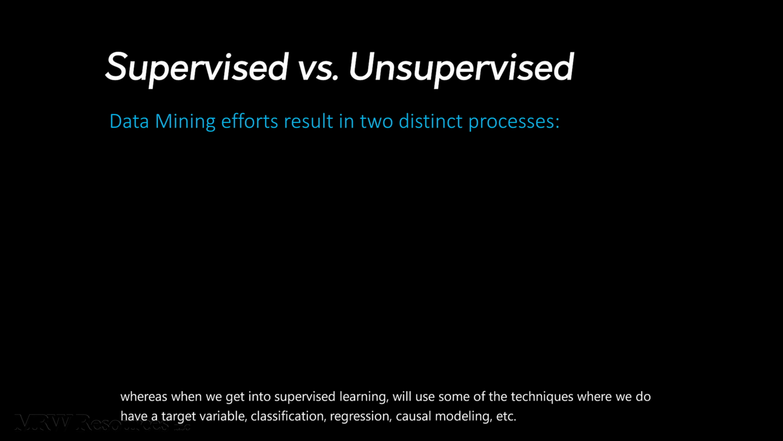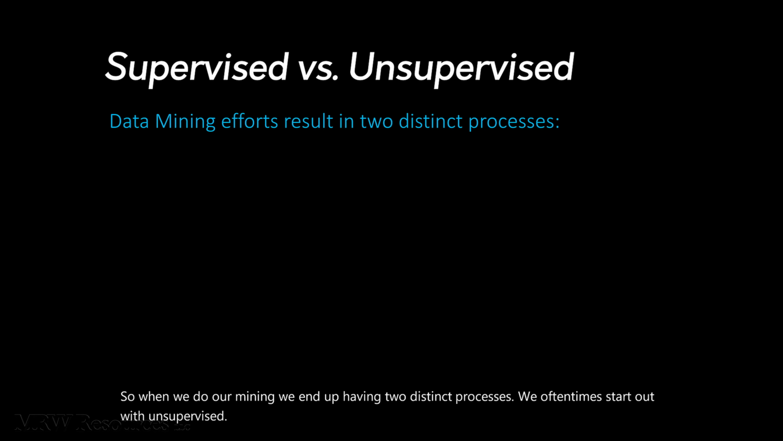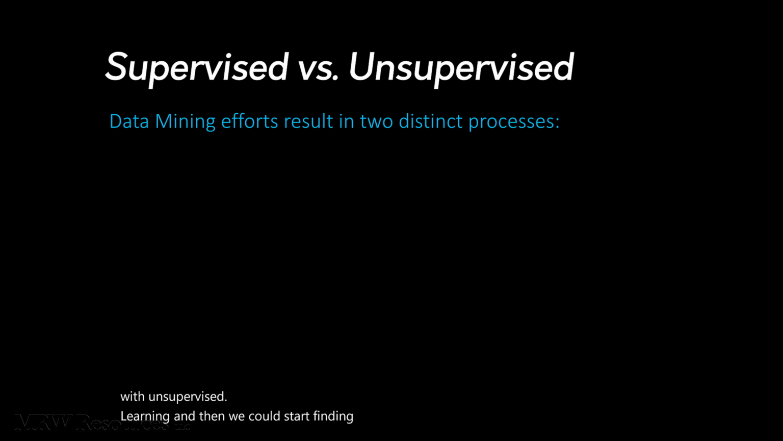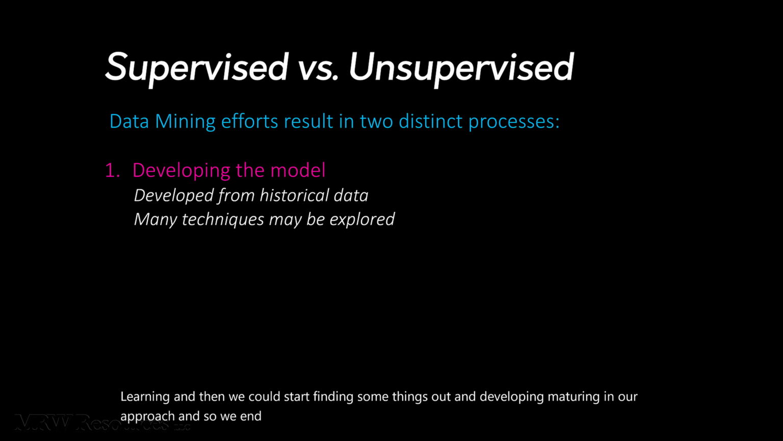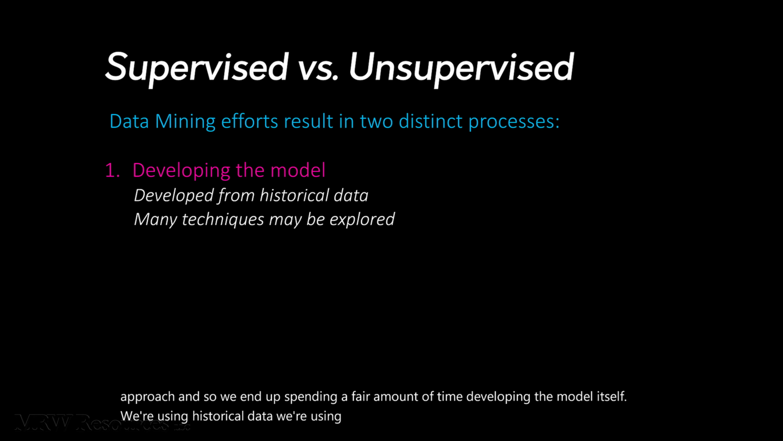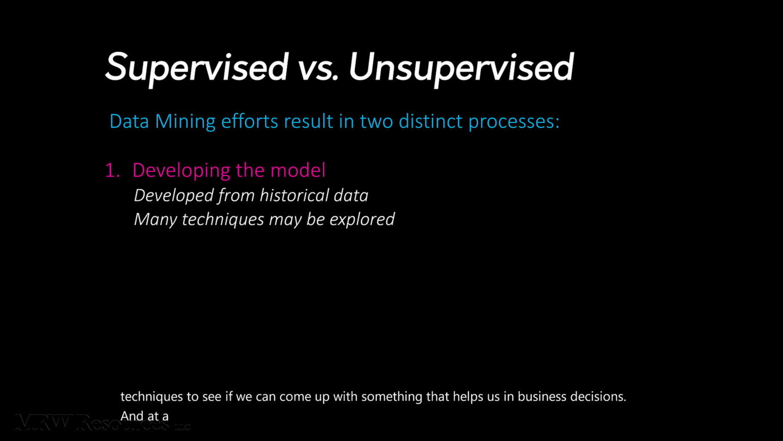When we do our mining, we end up having two distinct processes. We oftentimes start out with unsupervised learning, and then we can start finding some things out and maturing in our approach. And so we end up spending a fair amount of time developing the model itself. We're using historical data, exploratory techniques, and predictive techniques to see if we can come up with something that helps us in business decisions. And at a certain point in time, we say, okay, we've got a model that's going to work for us. Let's move forward with it.